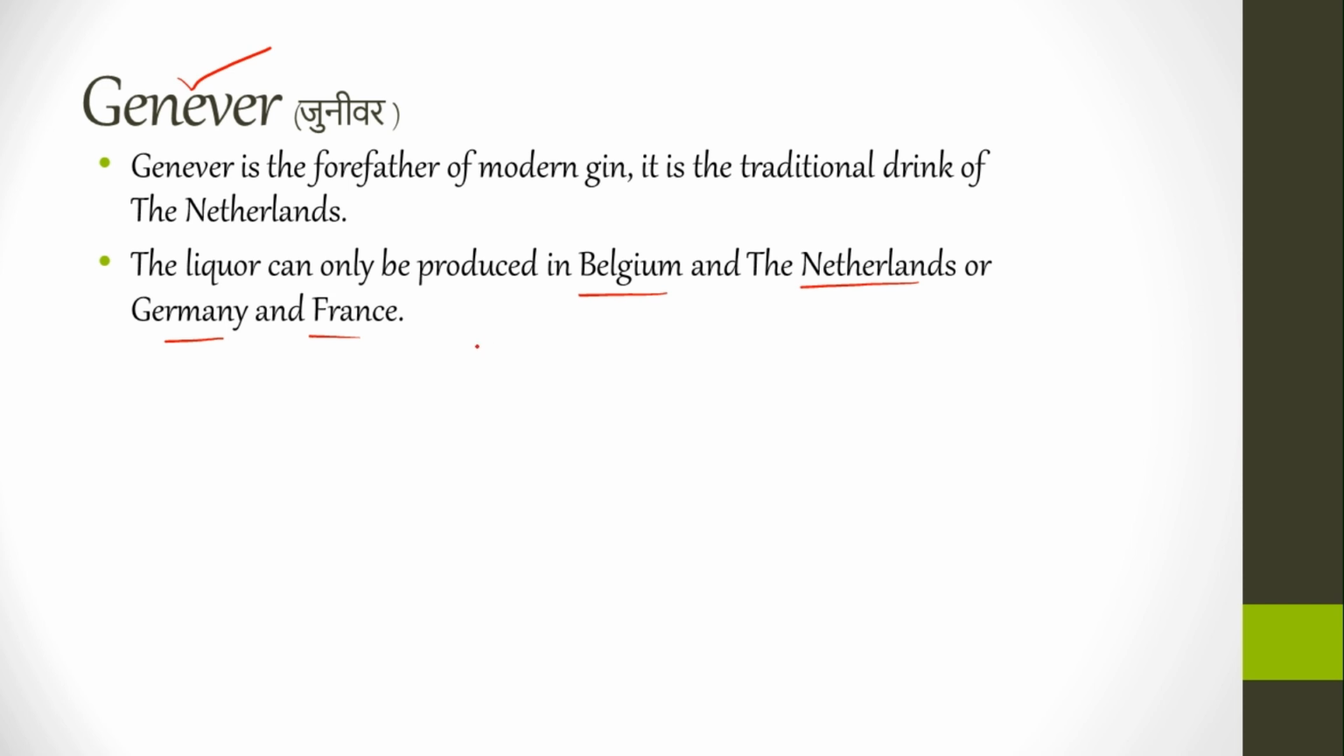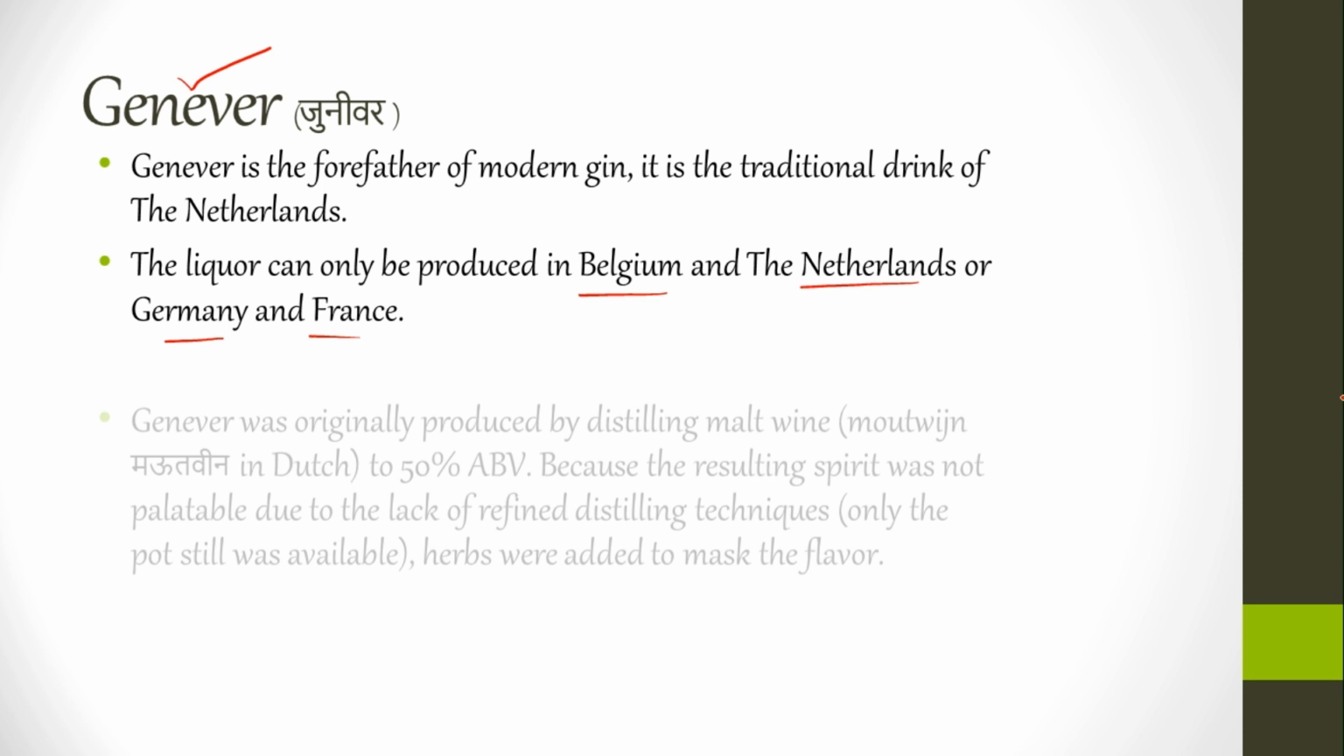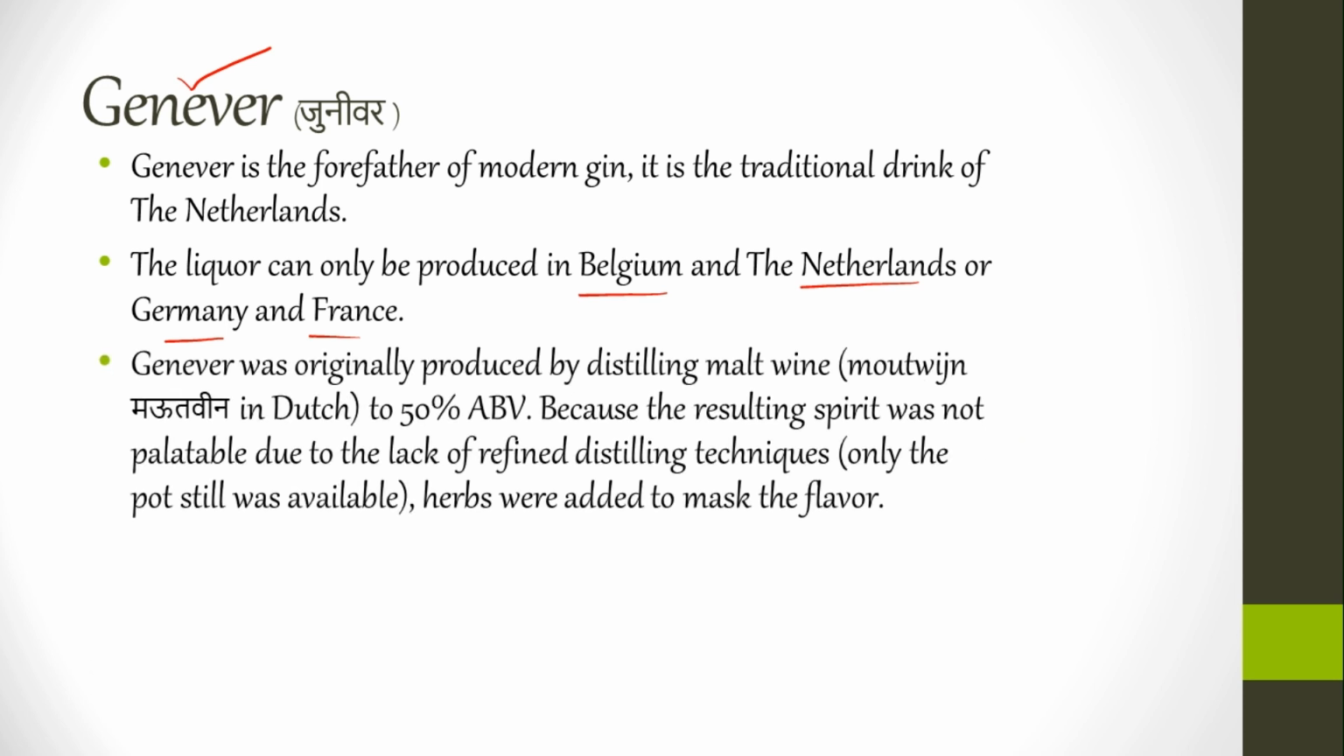So it is a particular style. There is some expectation from the consumer of how Juniper is going to be. So legally, this name can be used only by these countries. That is the GI, geographical indication. Now, something more about Juniper.